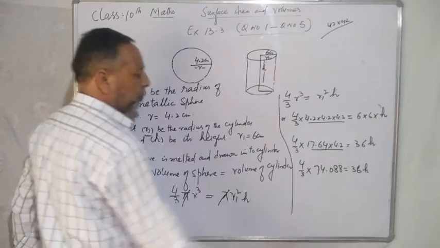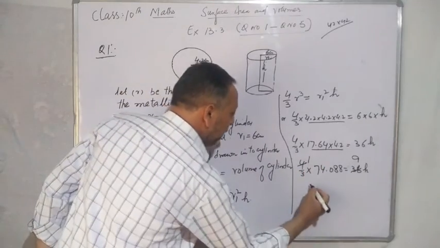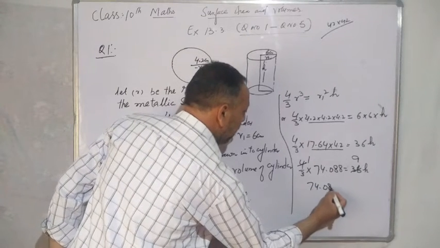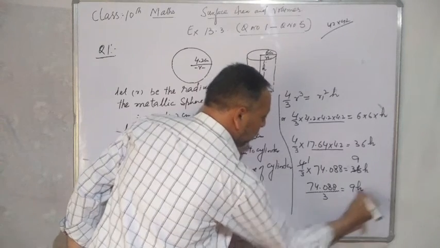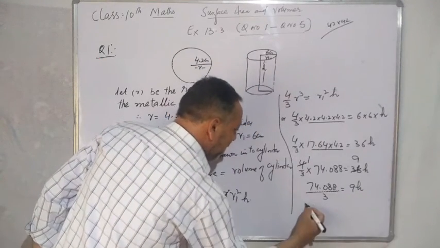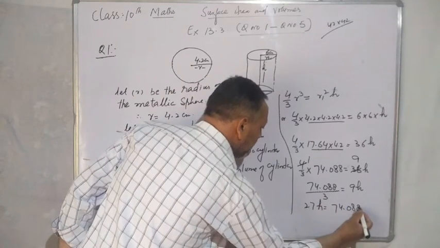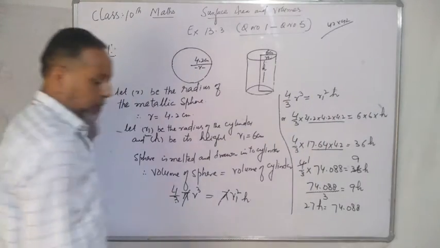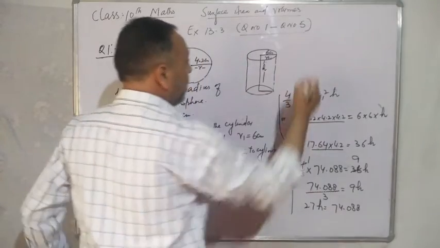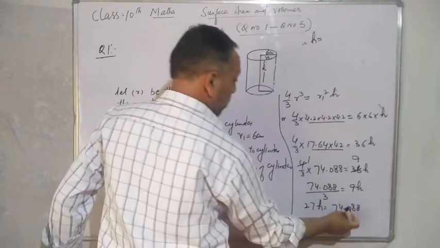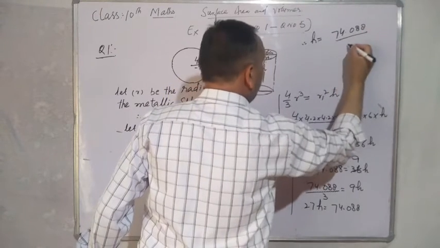You can check it. Now 4 ones are 4, 4 nines are 36. It means 74.088 divided by 3 is equal to 9h. Cross multiply, 27h equals 74.088. Therefore h is equal to 74.088 divided by 27.